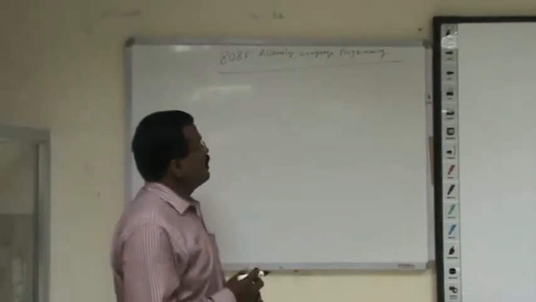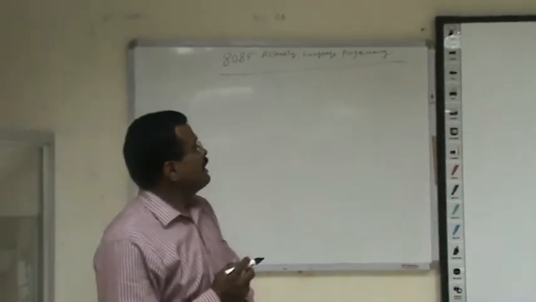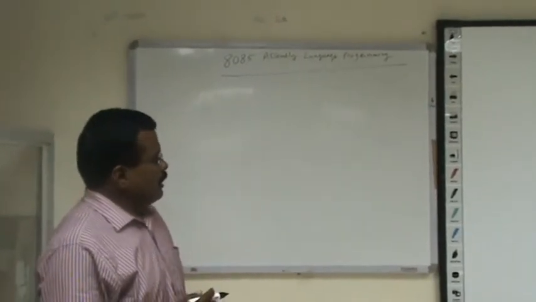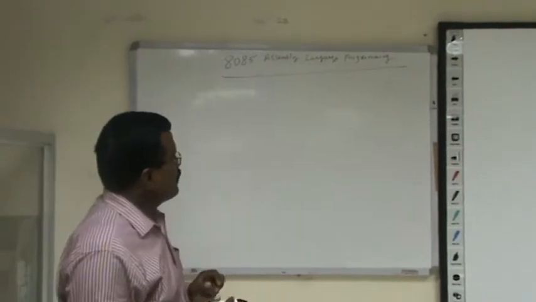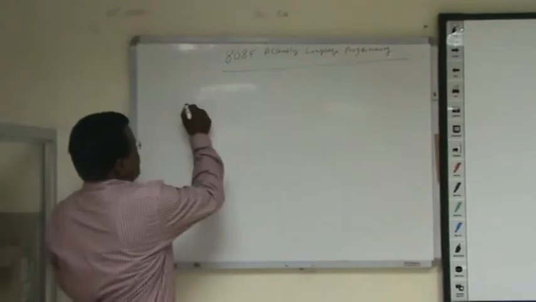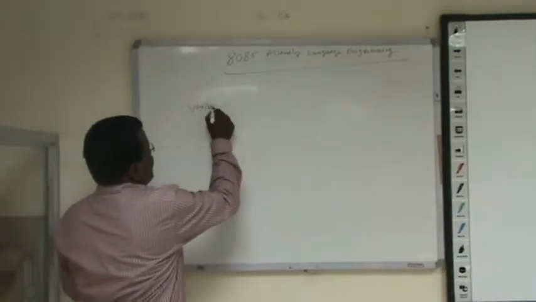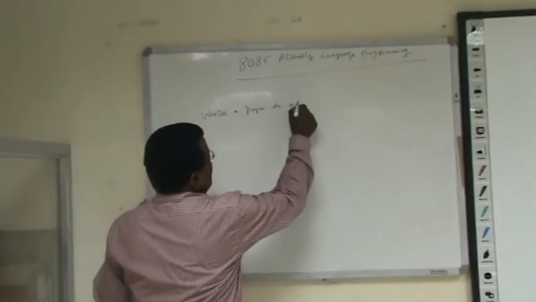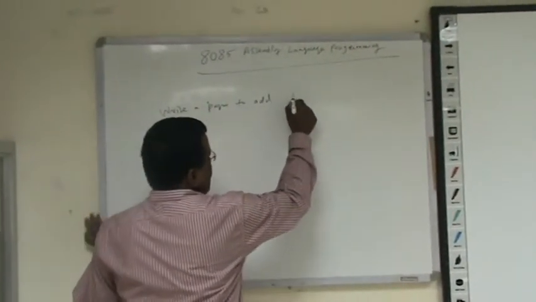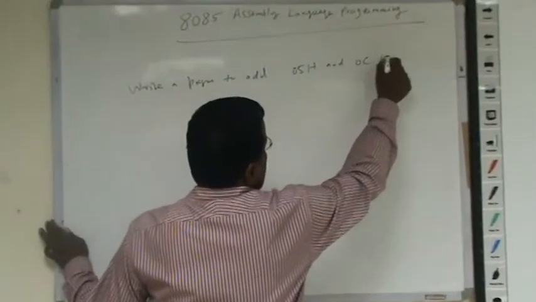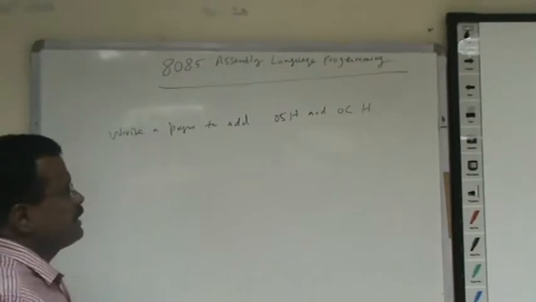Let us discuss how to write a simple assembly language program using 8085. Suppose the question is: write a program to add two numbers. Let us start from something very simple. Write a program to add two hexadecimal numbers like 05H and 0CH, where the numbers are given straight away.